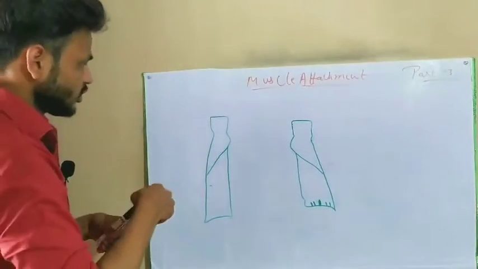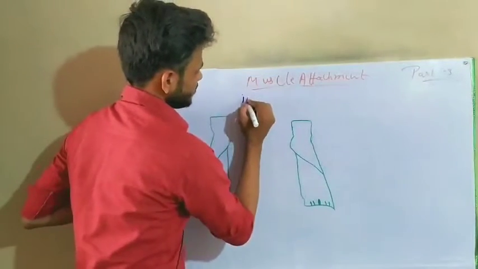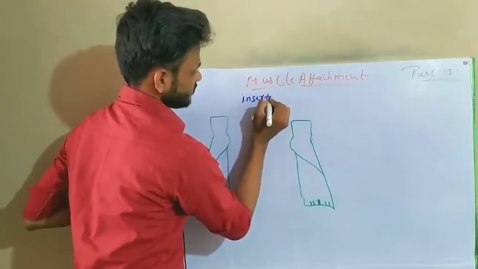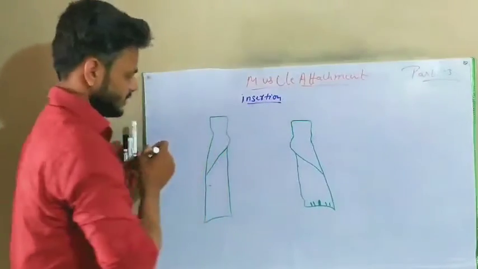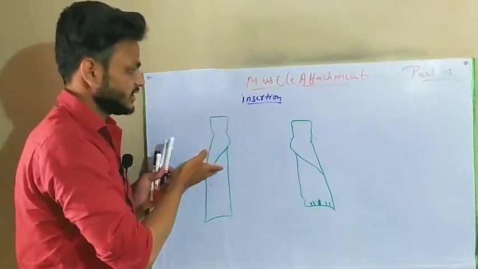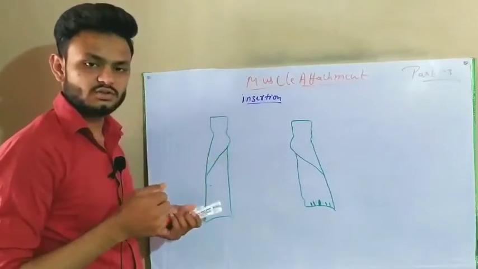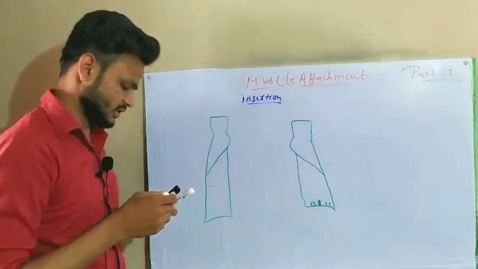Firstly, I will talk about the muscle insertion on the radius. Muscular insertion: those muscles which insert on the radius. वो मसल जो मेरी रेडियस में आके अटैच हुए हैं, इंसर्ट हुए हैं, उनके बारे में बात करते हैं.